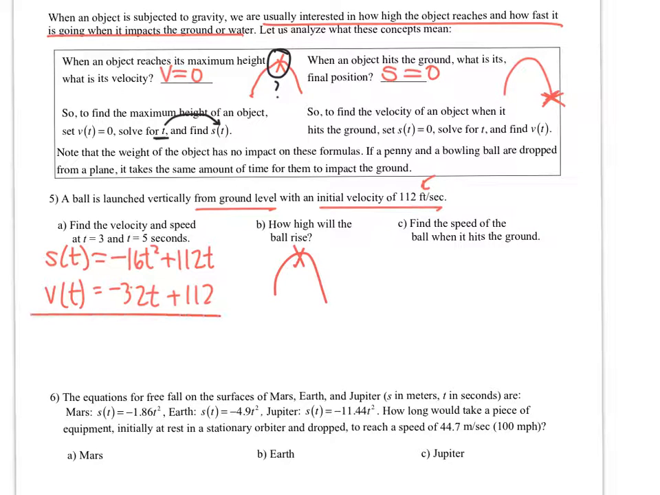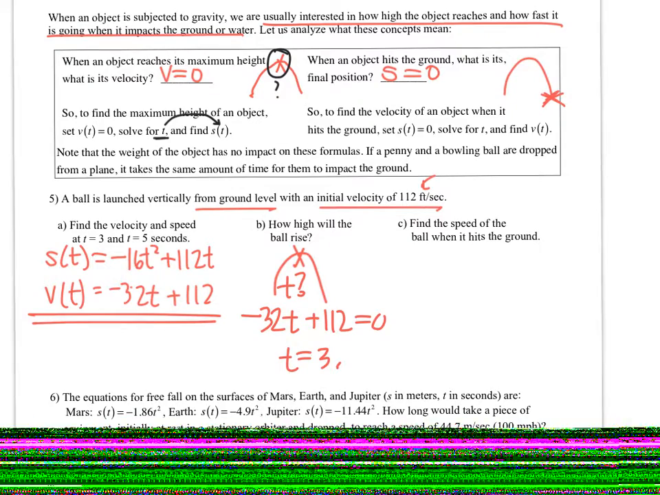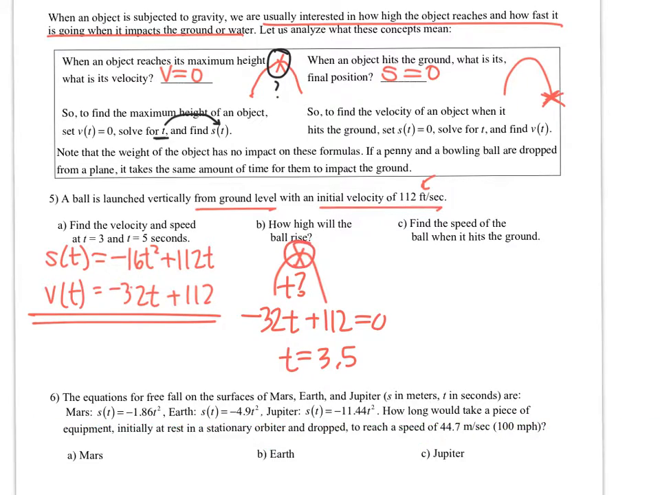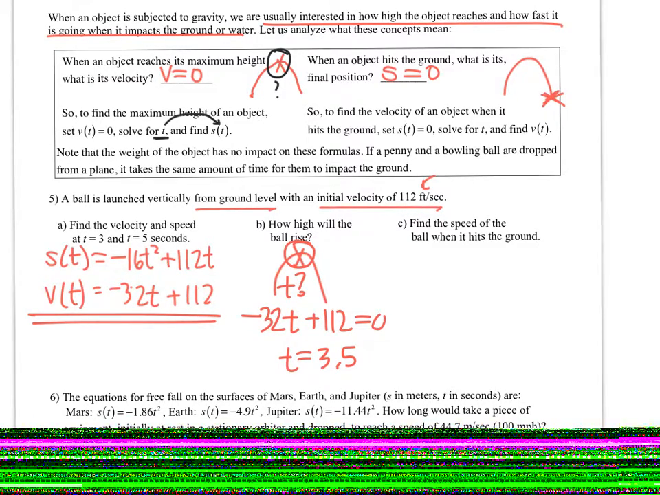Well, that is happening when the velocity is equal to 0, because at that point the particle, or in this case the ball, has stopped and it's going to change directions. It was going up, now it's going to stop and change directions and go down. So we're going to set the velocity equal to 0 to find what time this is happening. Negative 32t plus 112 is equal to 0, which gives us a t value of 3.5. So at 3.5 seconds, the ball is up here at a maximum.